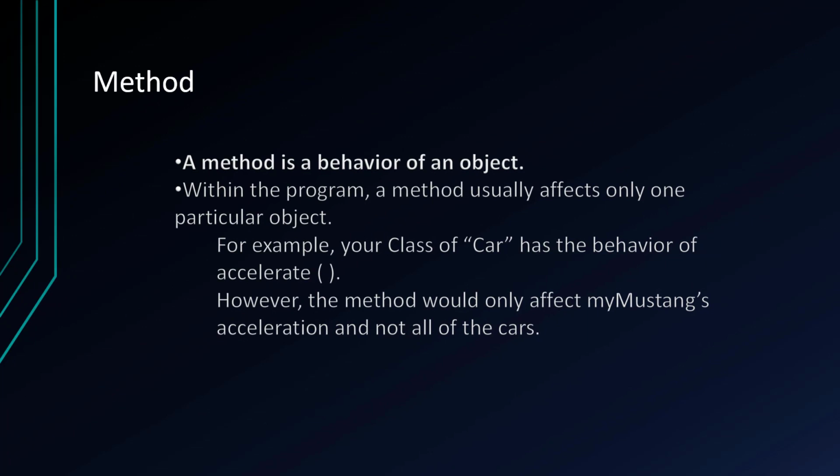A method is the behavior of an object. So within a program, a method usually would only affect one particular object, not the entire class. So for example, if I have a class of car, and in that example, we said that the car can accelerate. If I make my Mustang accelerate, it's not going to make my Civic accelerate too. It will only affect that specific instance.